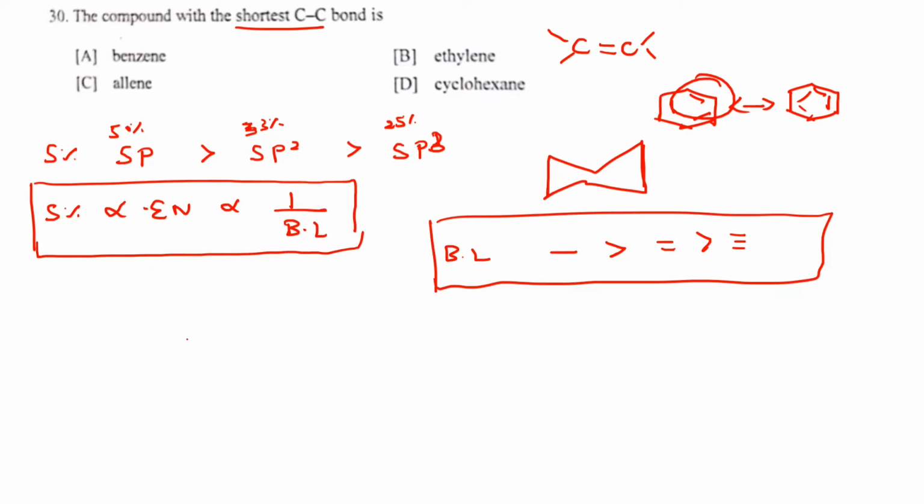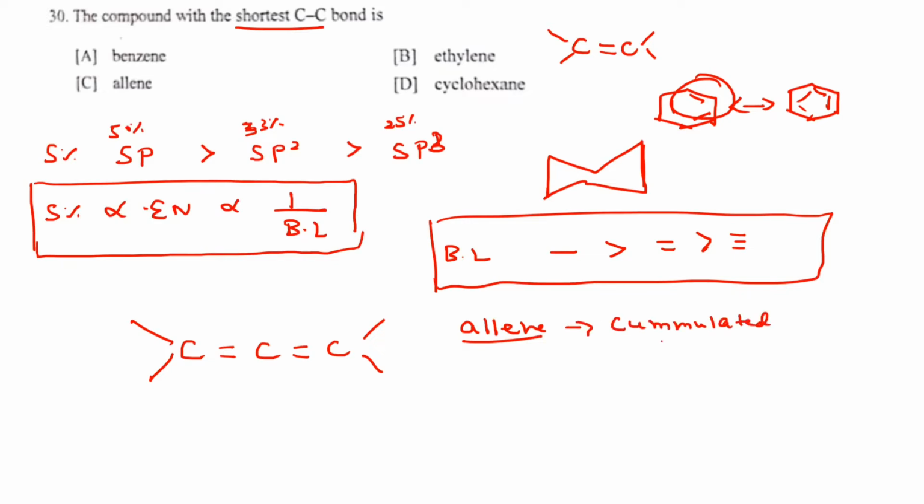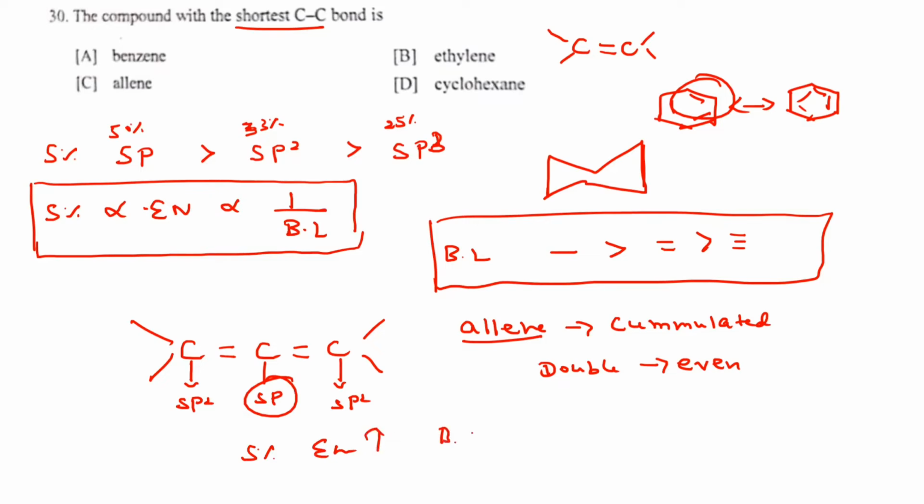In the case of allenes, what is an allene? A cumulated diene, with an even number of double bonds. Please know what allenes are. Cumulated double bonds with an even number, that is called allenes. In allenes, this carbon is sp2, this carbon is sp2, but this central carbon is sp carbon. We know when S character increases, electronegativity increases, and bond length decreases. Therefore, which is the correct answer? Option C is correct.